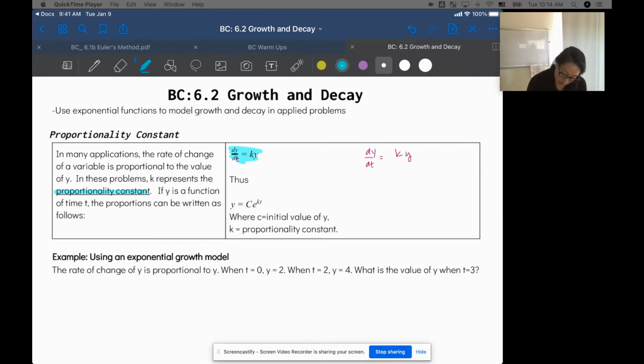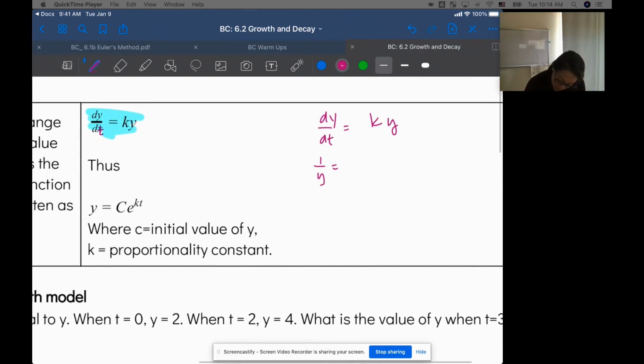Okay, so let's go ahead and derive this, so we're going to integrate. I'm going to write dy over dt equals k times y. I'm going to separate and integrate. I get 1 over y dy is equal to k times dt. We'll integrate both sides, giving me the ln of the absolute value of y is equal to k times t.